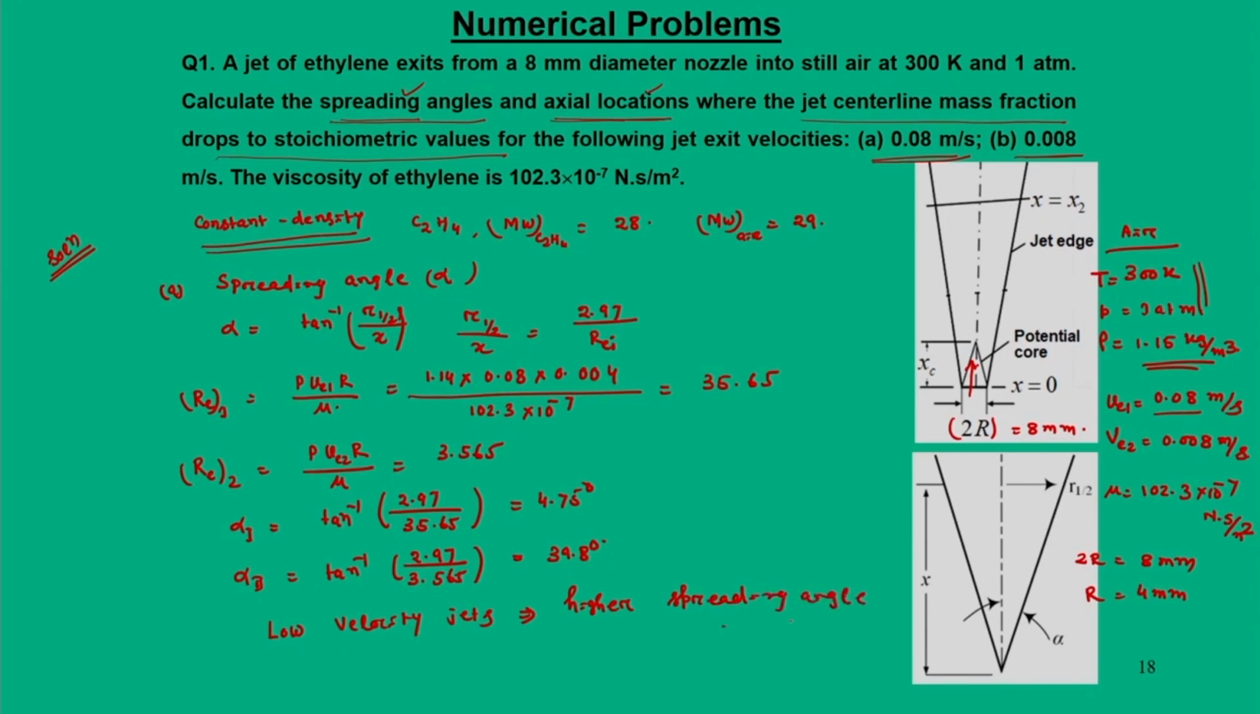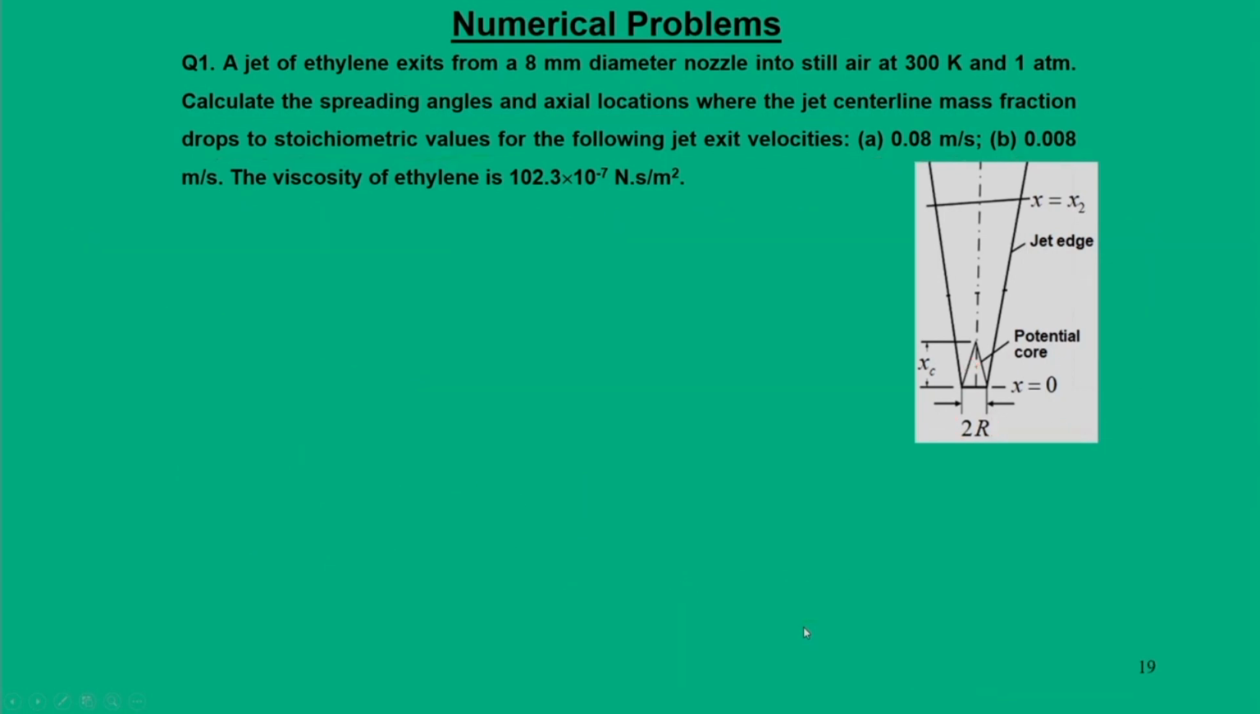Okay. So, this information we get, that is also naturally true. And the second part of the discussion would be, we need to find out the spreading angle and axial location of the jet centerline mass fraction when the jet drops to the stoichiometric value. So, for that we need to find the expression where YF stoichiometric is equal to YFO, at x equal to 0.